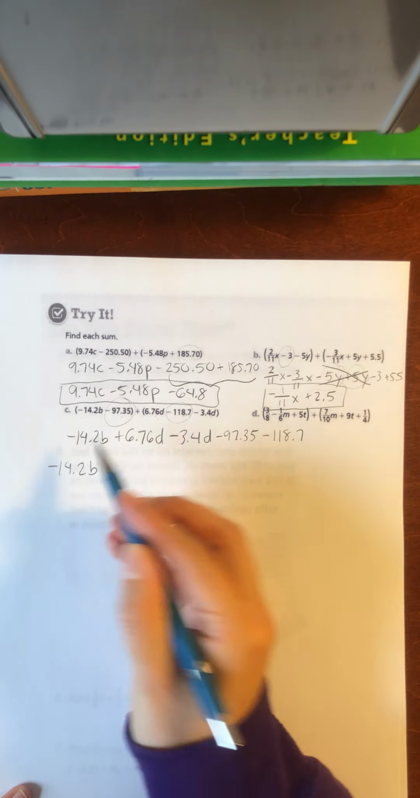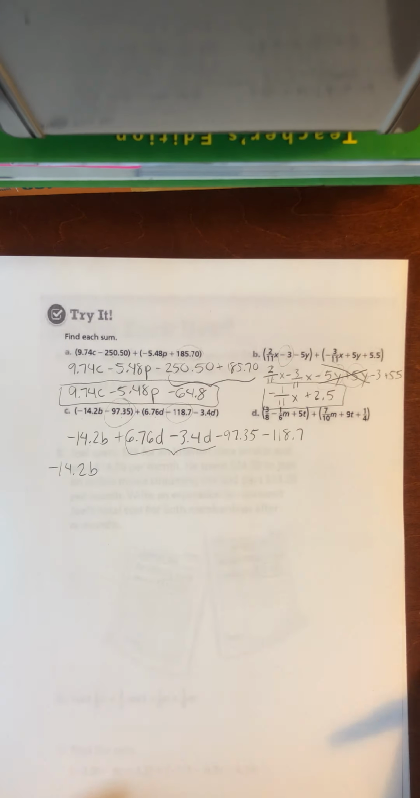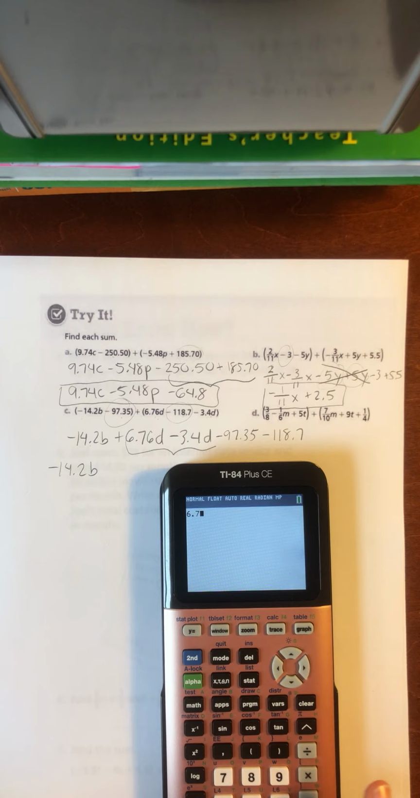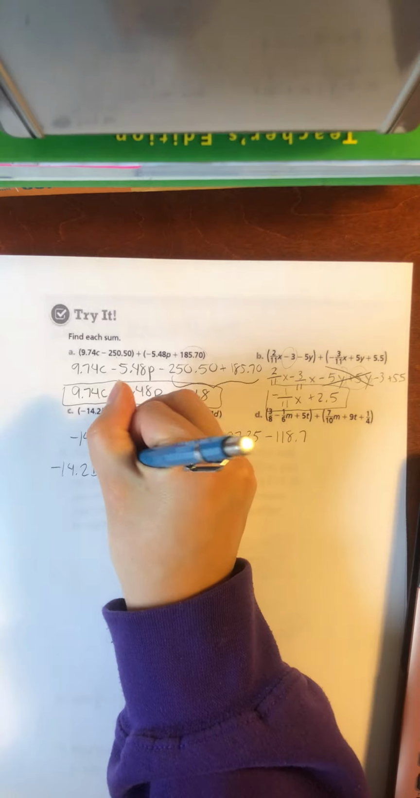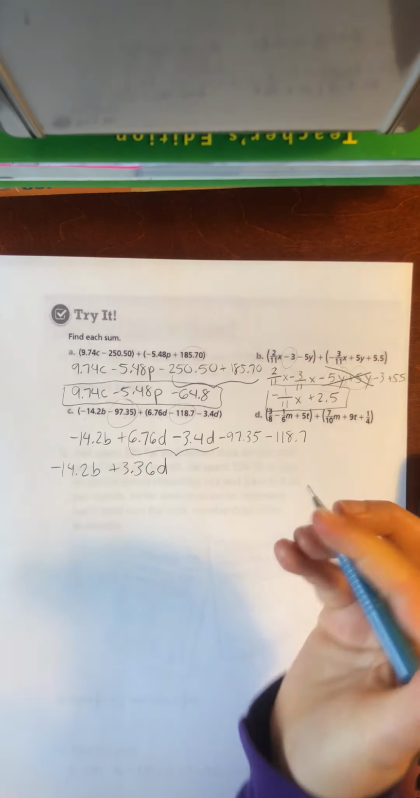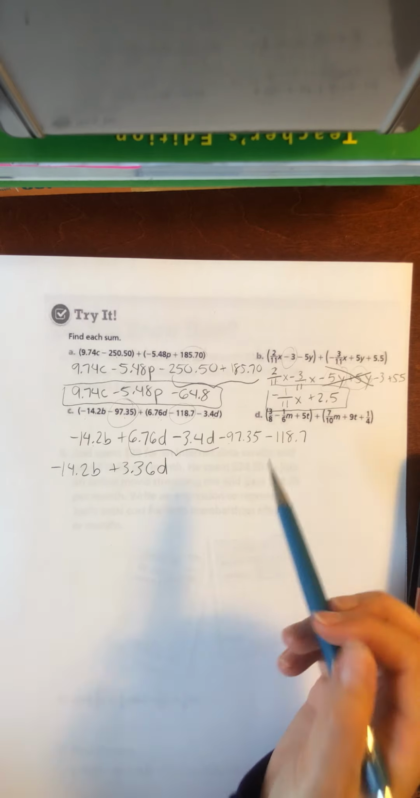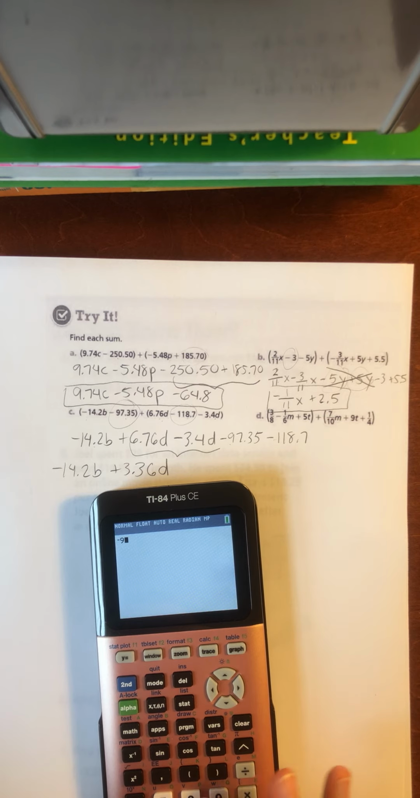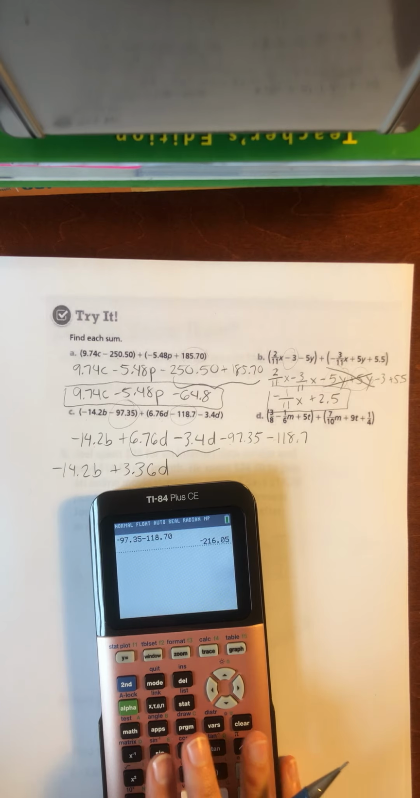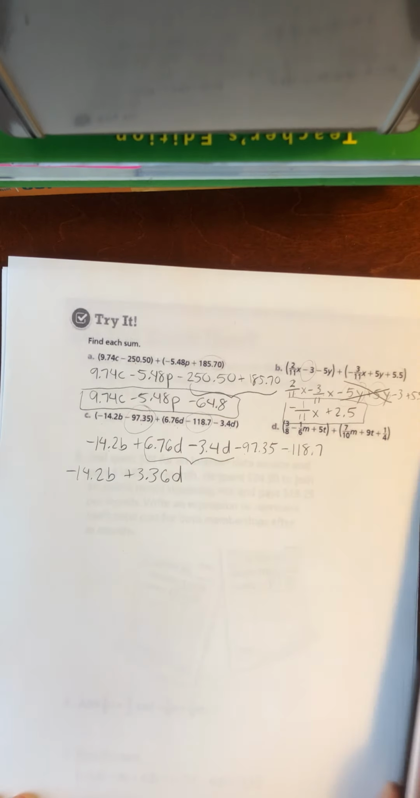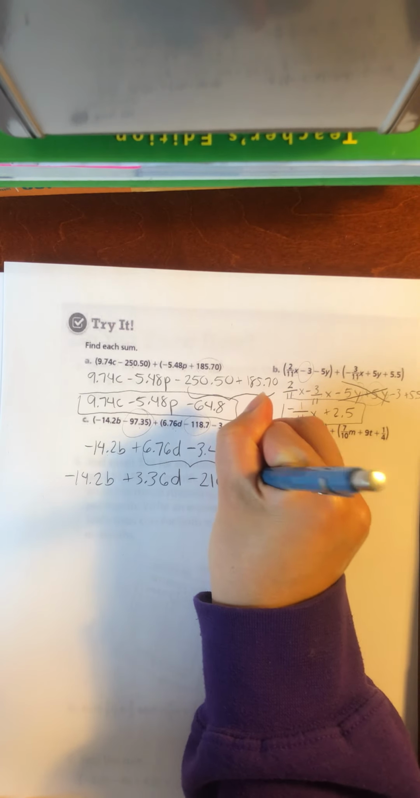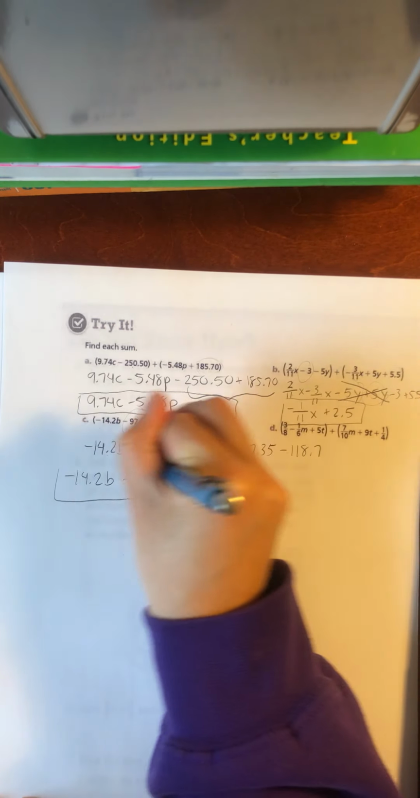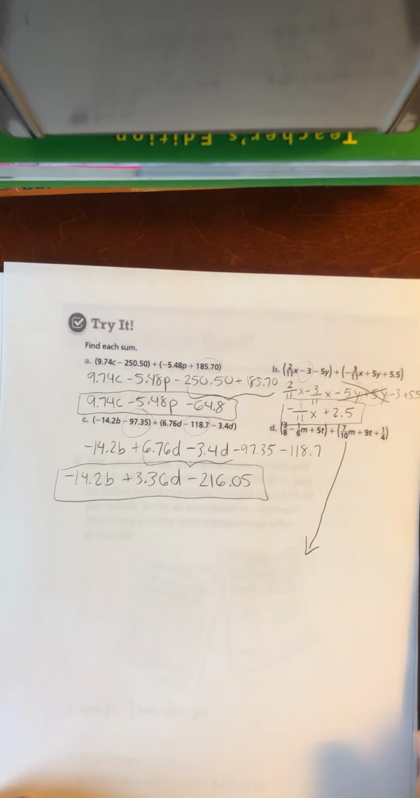Okay, so -14.2b, that doesn't combine with anything. We can combine these. 6.76d, so 6.76 minus 3.4 is 3.36d, so +3.36d. -97.35 minus 118.70 is -216.05, and that is it. Okay, this one I'm going to do down here because I'm running out of room.